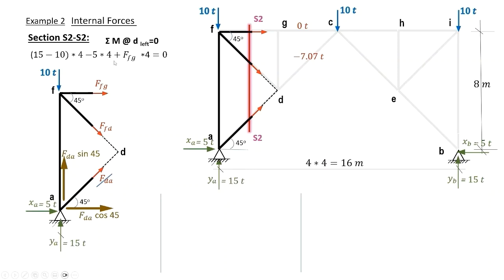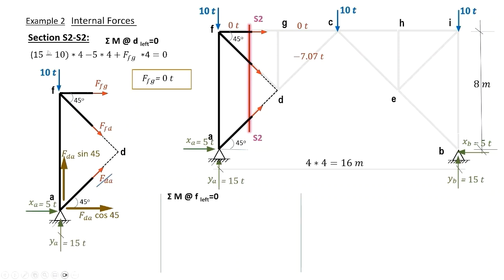So minus 5 by 4 plus the force in FG multiplied by the arm 4 meters until we reach D. This gives the force in FG equals 0 and is plotted on our diagram here.